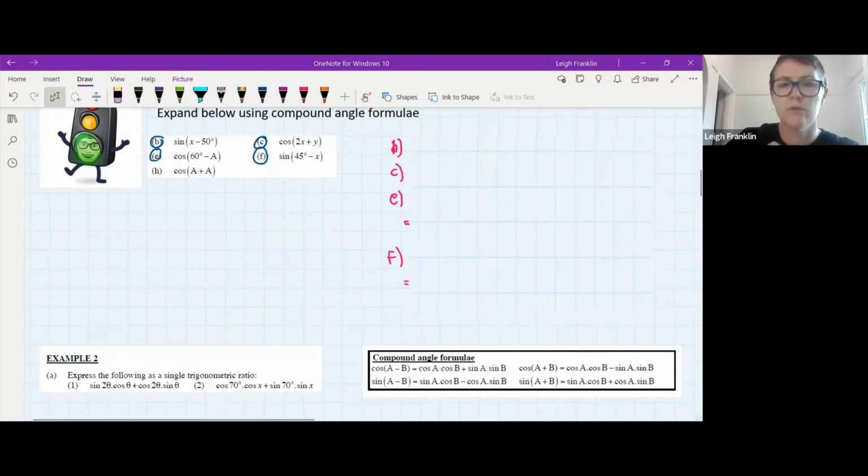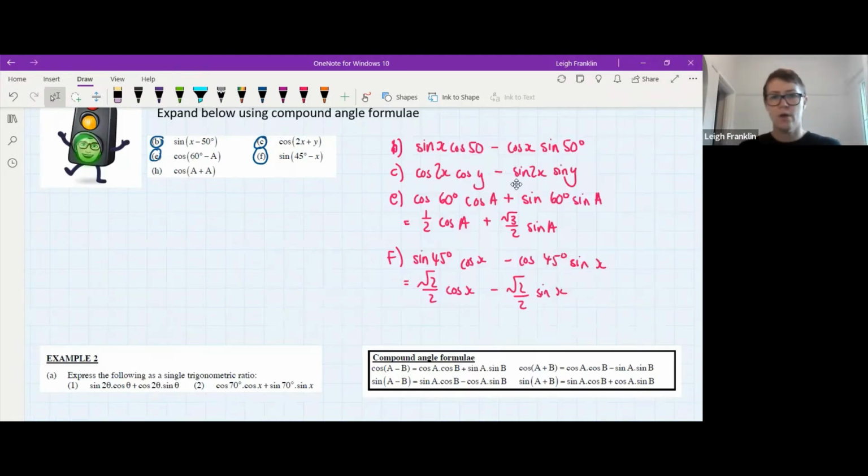Okay, cool. There's quite a lot of you that have done that, so let's not waste any time. There's B: sine x cos 50 minus cos x sine 50. C: cos 2x cos y minus sine 2x sine y. In E, you should have ended up with special angles. And in F, again, you should have ended up with special angles. If you wanted to factorize out that root 2 over 2 in F, you could, but they won't penalize you for that. Everybody good? Everybody happy with that?